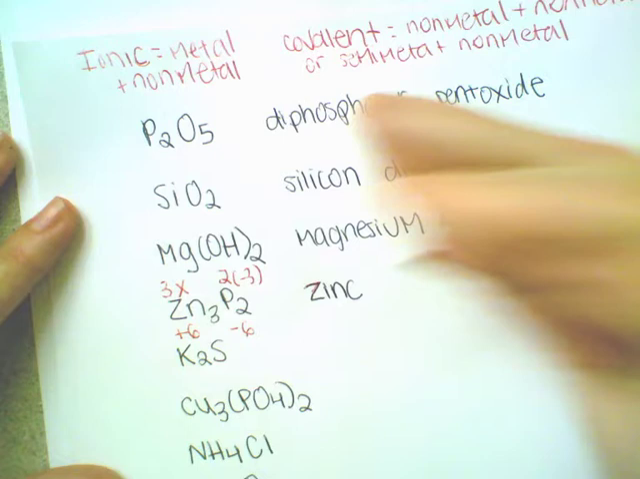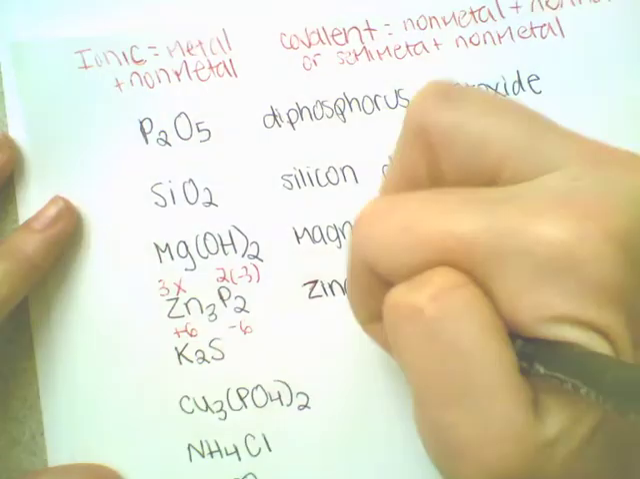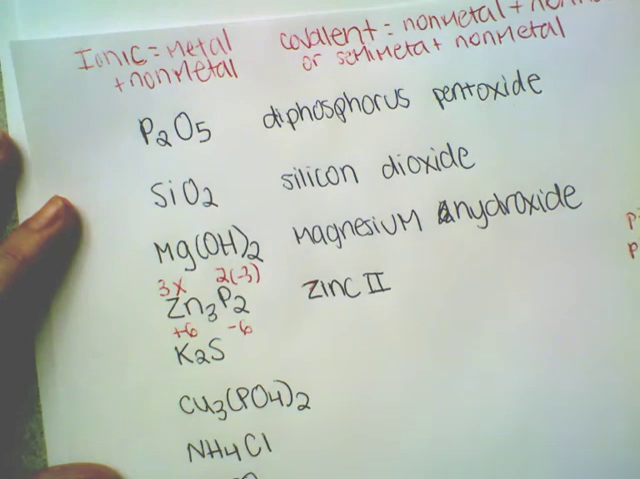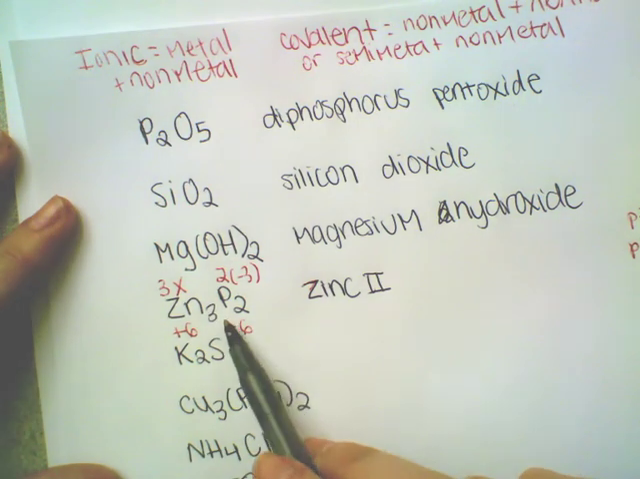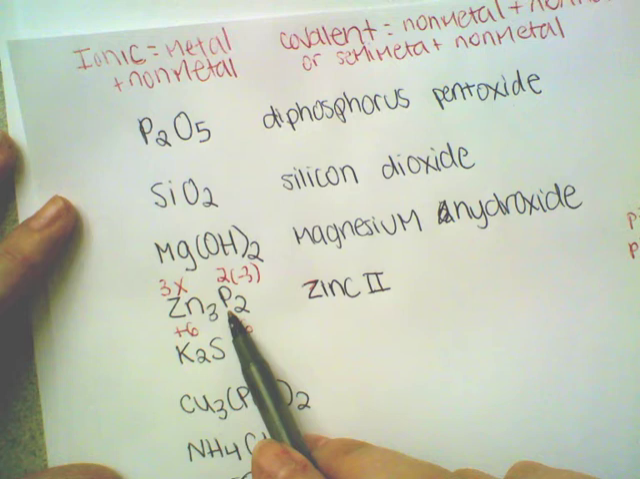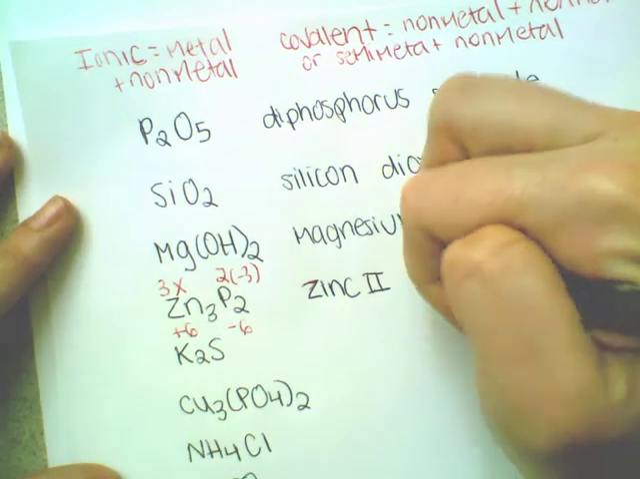So I have zinc 2. Okay, so the Roman numeral indicates the charge on the transition metal. And then this is a binary compound, so I'm going to name the non-metal with an IDE ending. So it becomes phosphide.